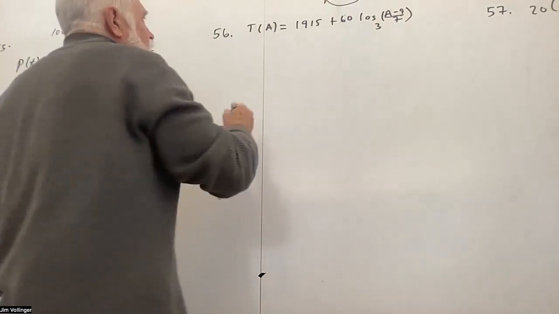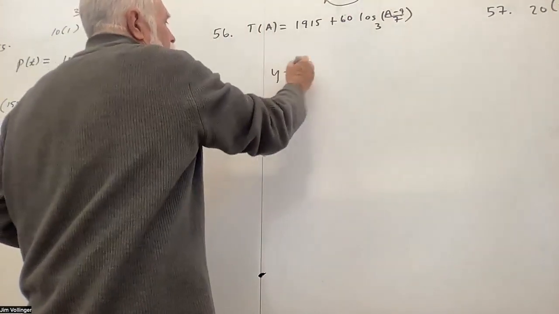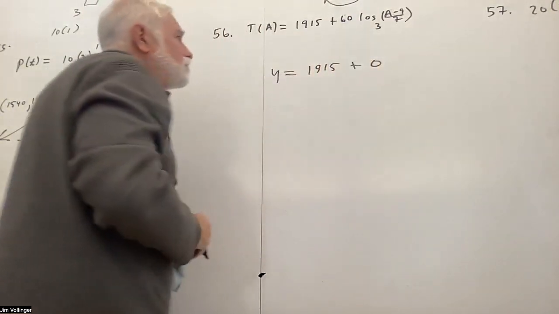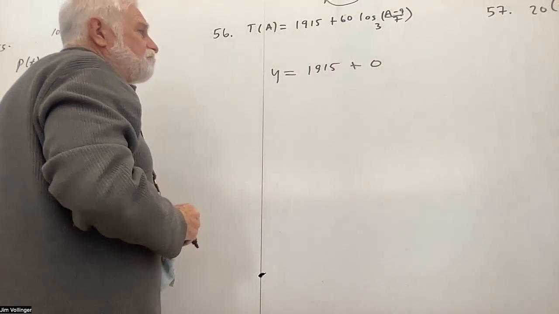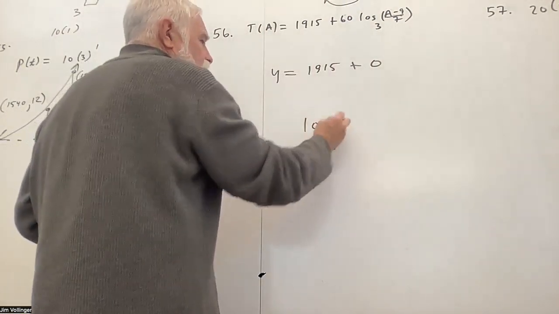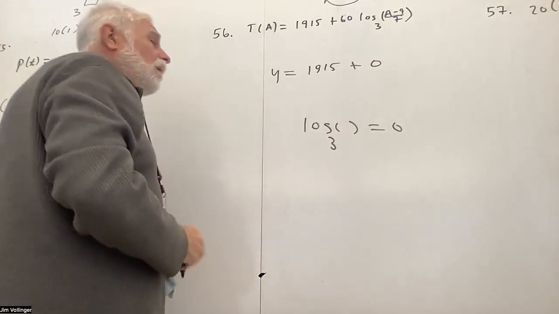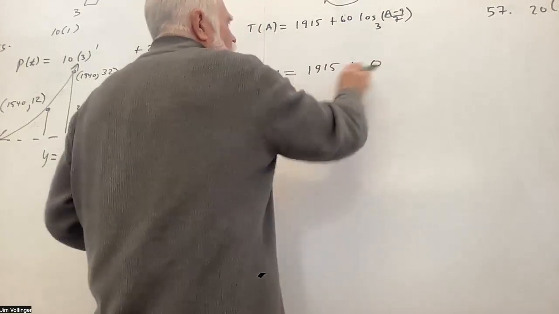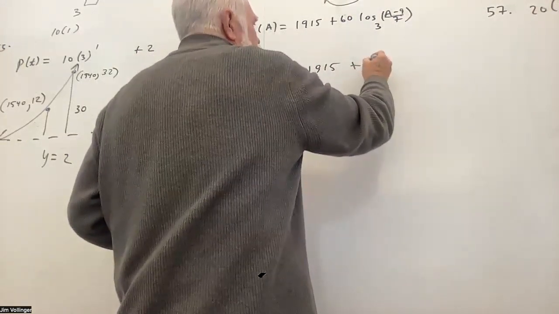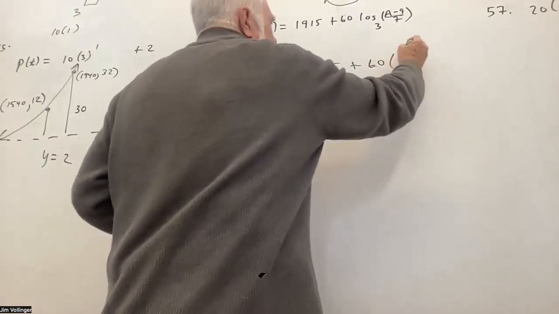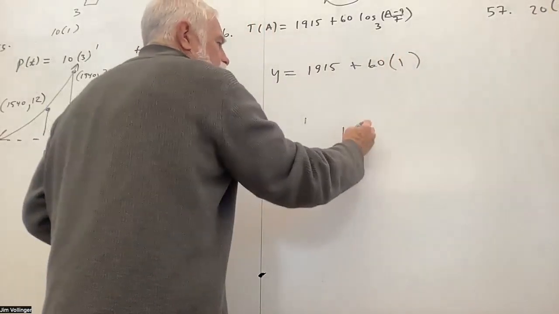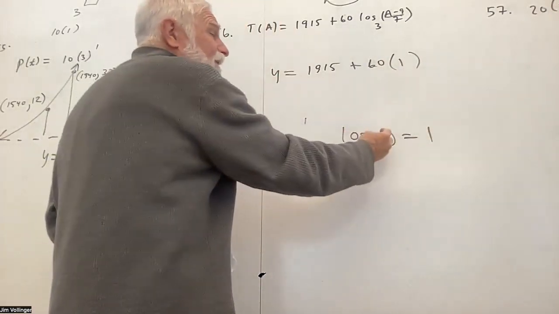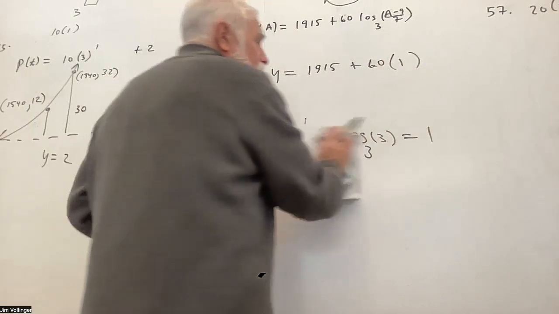All right, so my y, 1915. Well, I can get 1915 if I add 0. Is there a way of making log base 3 equal 0? Oh yeah, make the parentheses 1. Okay, so that's possible. Is there a way of getting 1915 plus 60? Well, I guess I need that to be a 1. Is there a way of making log base 3 equal a 1? I think so. All right.